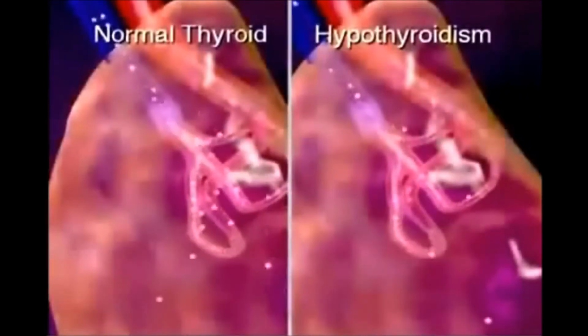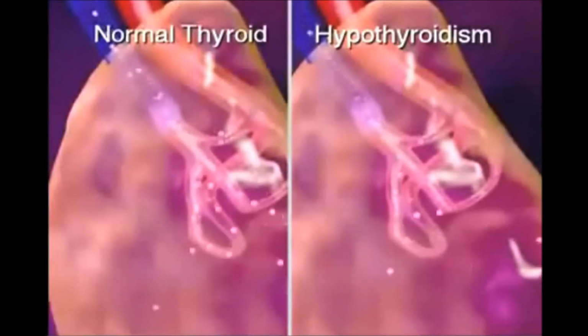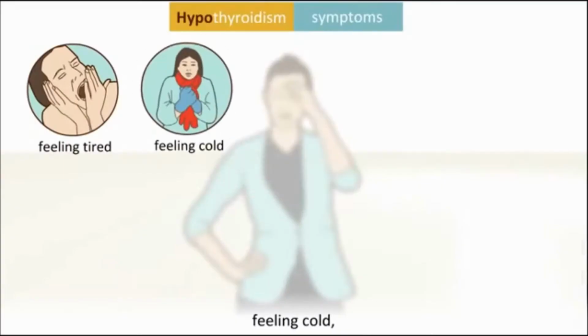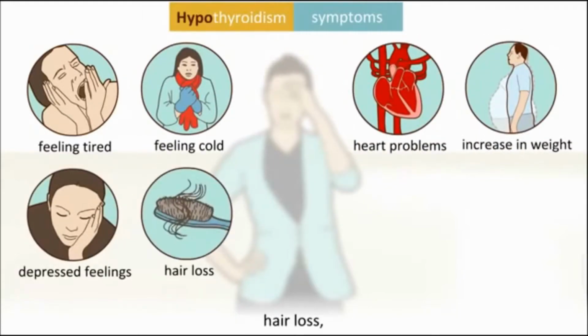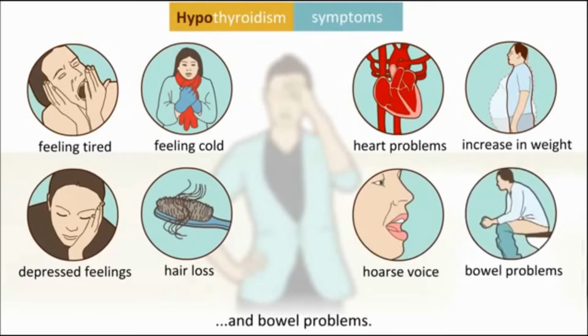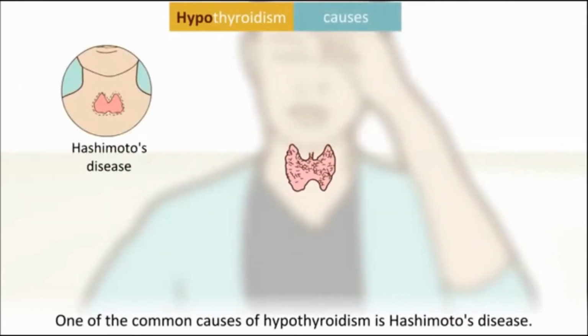Hypothyroidism, underactive thyroid, is a condition in which your thyroid gland doesn't produce enough of certain important hormones. Symptoms of hypothyroidism include feeling tired, feeling cold, heart problems, increase in weight, depressed feeling, hair loss, hoarse voice, and bowel problems. One of the common causes of hypothyroidism is Hashimoto's disease.